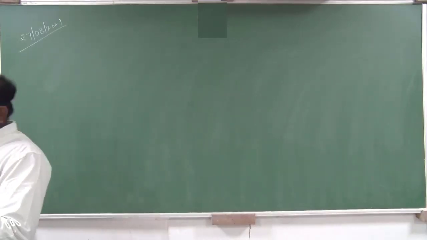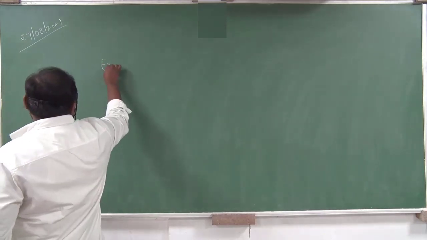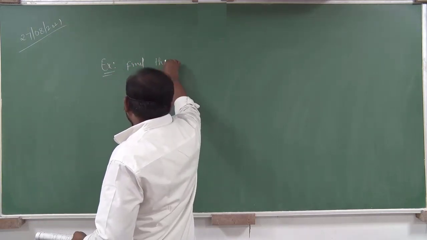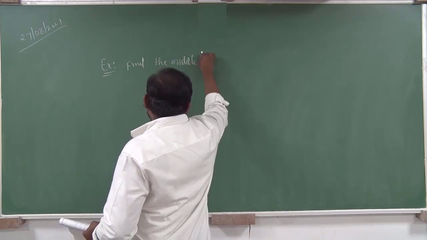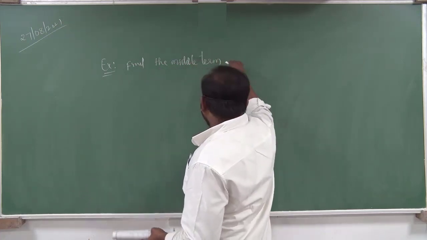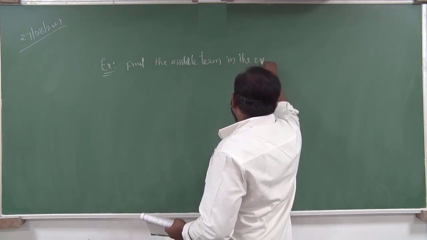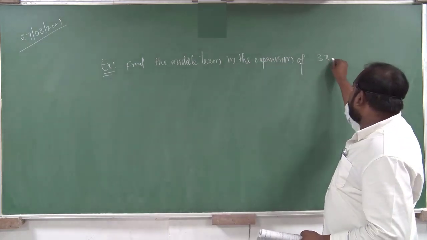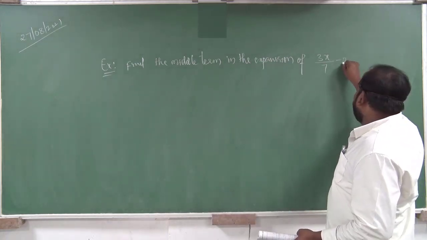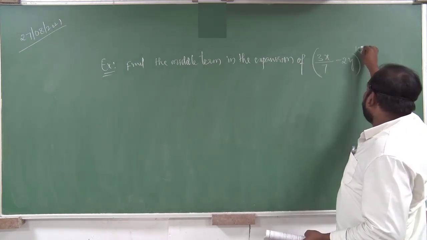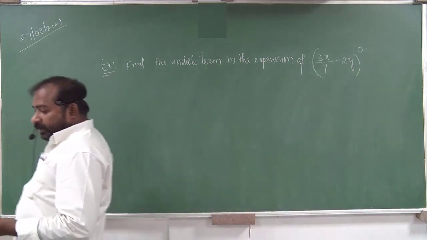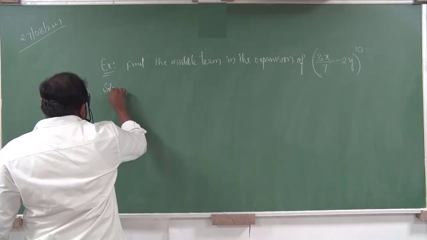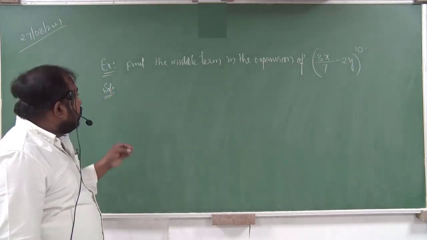Here the example is: find the middle term in the expansion of (3x/7 - 2y)^10, if they give it like this. (3x/7 - 2y)^10, so that is the value they gave. We have to find the middle term.